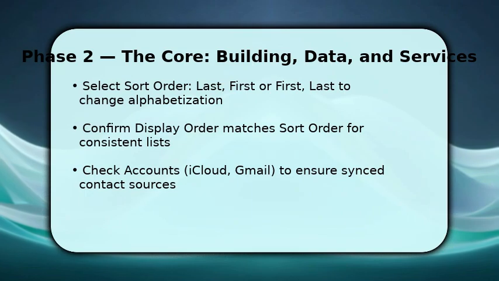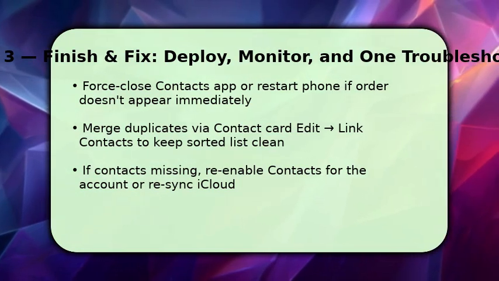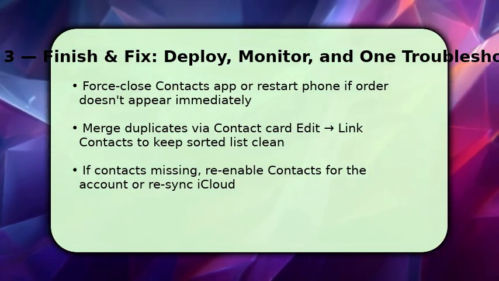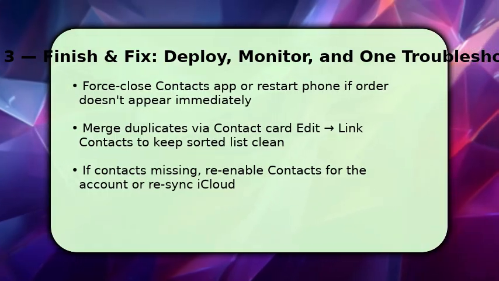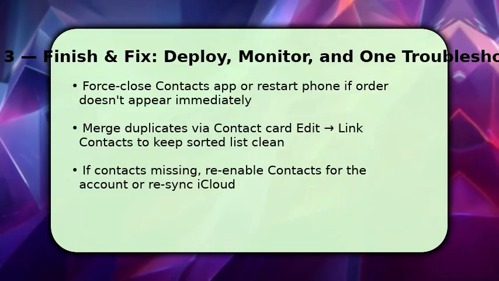Finish by verifying the Contacts app shows the new order. Open Contacts and scroll, alphabetical headers should appear. If the order hasn't updated, force close the app or restart your iPhone because the system sometimes needs a refresh.